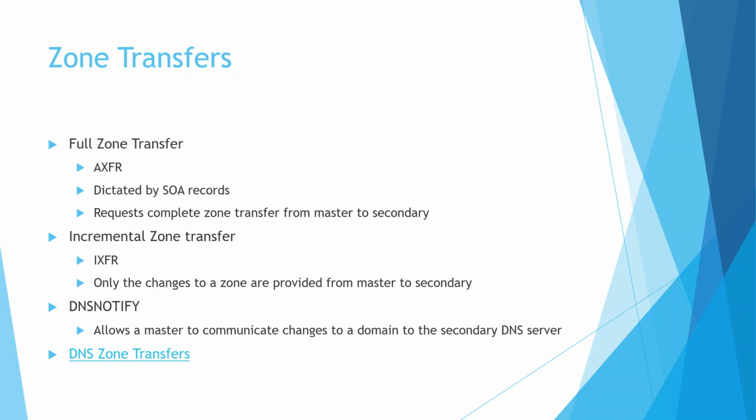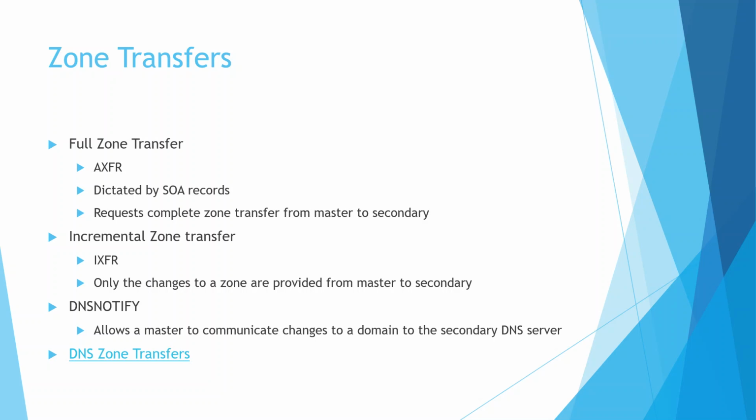There's a couple of other different types of DNS zones that we're not gonna get too into, such as stub zones, but we're just not gonna go there for this particular lecture. So for a full zone transfer, that's transferring everything. That's referred to as an AXFR. And so this is going to be dictated by start of authority records, but really what we're doing here is we are requesting complete zone transfers from the master or the primary to the secondary. And so we're transferring everything all at one time.